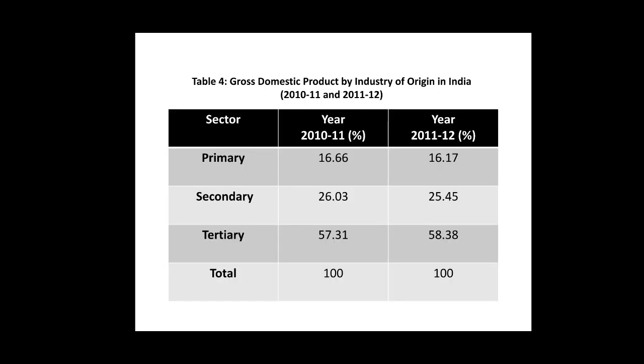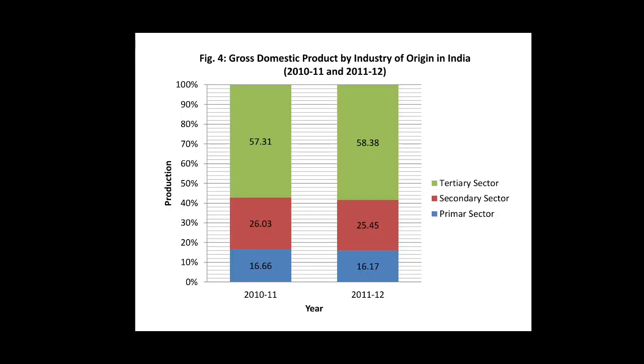Table 4 given here in this slide gives the data about the percentage share of primary sector, secondary sector and tertiary sector to gross domestic product in India during 2010-11 and 2011-12. And the same data can be represented by using the percentage bar diagrams as shown in this slide. In this figure, first of all, two bars of equal size have been drawn. They represent the total gross domestic product of India during 2010-11 and 2011-12.